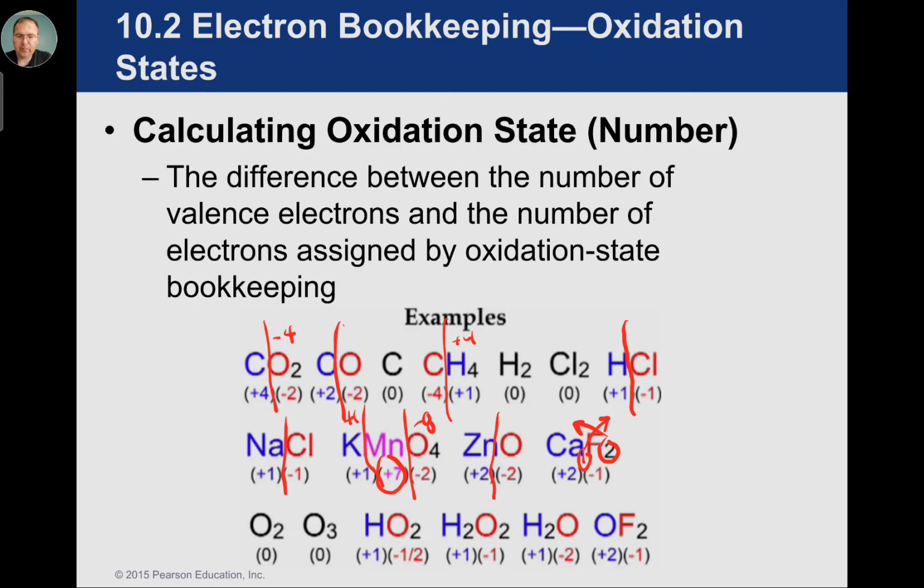As you look at other examples, you might see something pretty weird here. You have hydrogen peroxide where you're going to have a -1 on each oxygen. So that one's pretty unique based on that idea. In this case, the peroxide anion. Here, peroxide itself with 2 hydrogens.